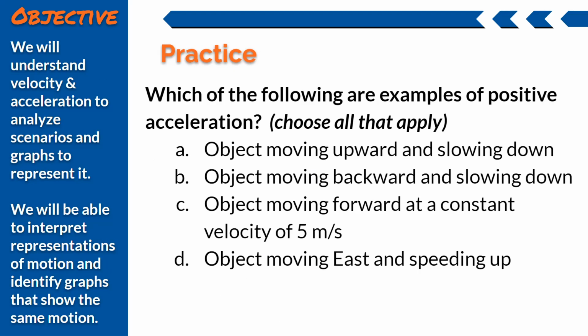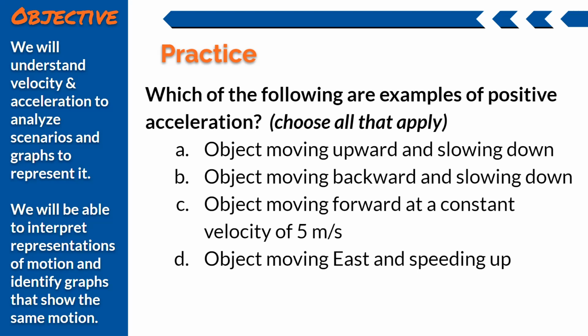All right, which of the following are examples of positive acceleration? Okay, I've got some options here. I want you guys to think about this one. Object moving upward and slowing down, an object moving backward and slowing down, an object moving forward at a constant velocity of 5 meters per second, or an object moving east and speeding up. We're going to assume for the sake of this question that forward is positive, backward is negative, upward and east are both positive. Okay, so which one of these would be positive acceleration? What do y'all think?